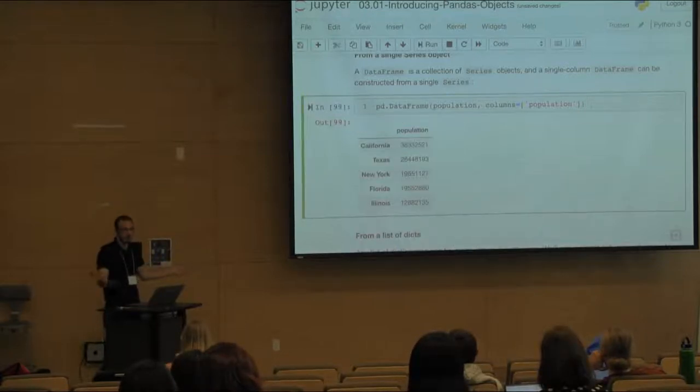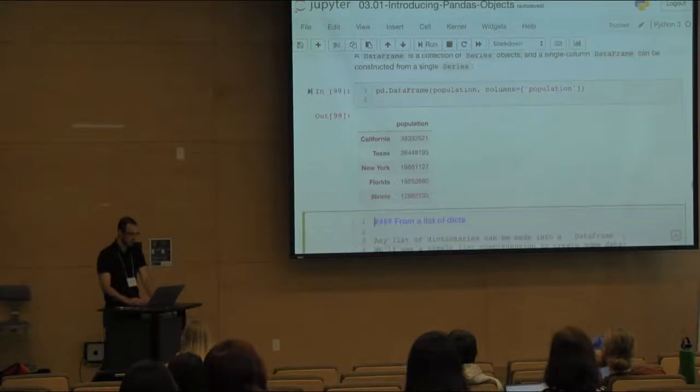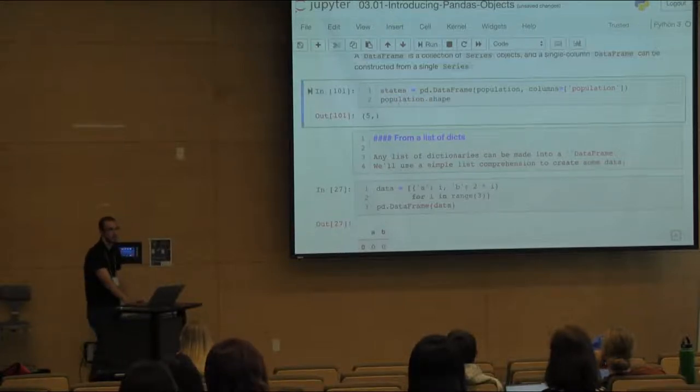Now, why would you do this? There are actually several good reasons. The only point I'll make is that just because they look like they contain the same information does not mean they're the same object. One quick way to see that is that a data frame is always two-dimensional. If I assign this to states and ask for its shape, notice it has two dimensions. The second dimension only has one element, so it's 5 by 1. But the population series is one-dimensional. It only has a length.